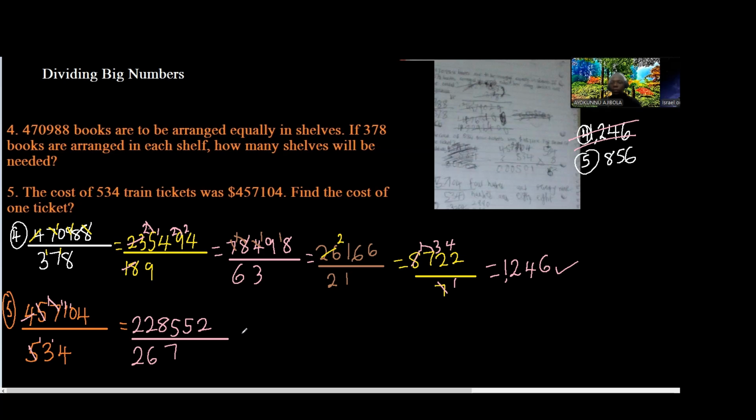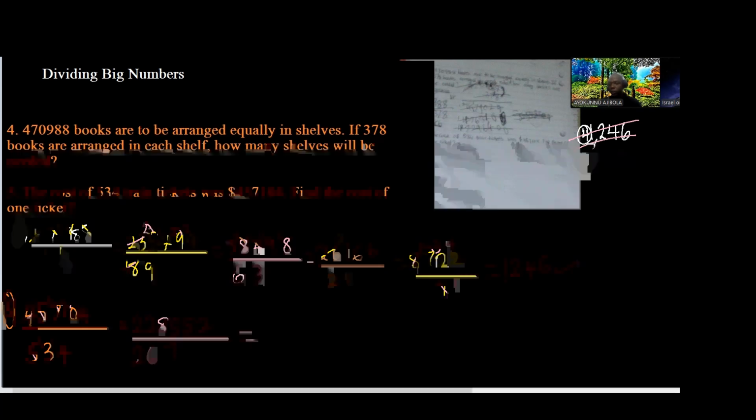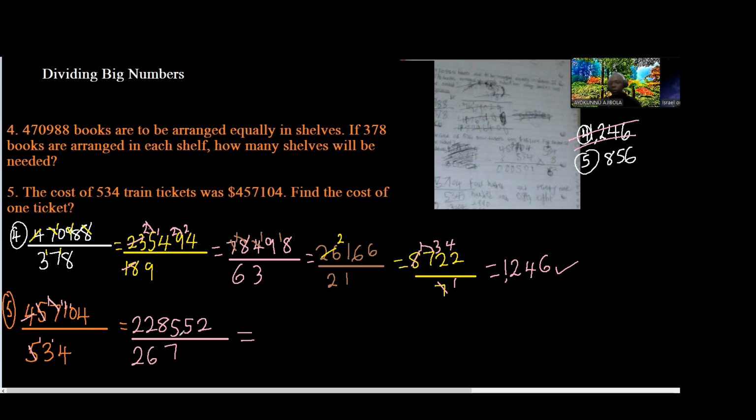So at this point, 2 will not go again because the number at the bottom is an odd number, okay? So we check if 3 can divide both the numerator and the denominator, because the number that you use for one must be used for the other. Is that clear? Yeah.